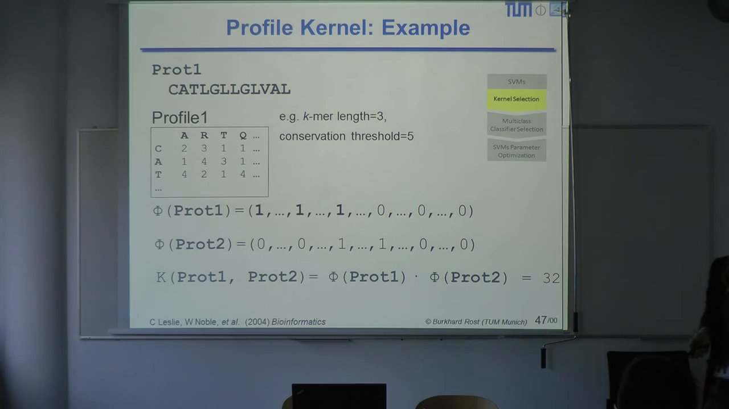You calculate every element of the matrix, this kernel, of course, for all combinations of proteins, and then you put this square matrix, n times n, into a support vector machine. It puts a hyperplane based on these numbers in order to separate sequences of one class from the other class based on the similarity values.